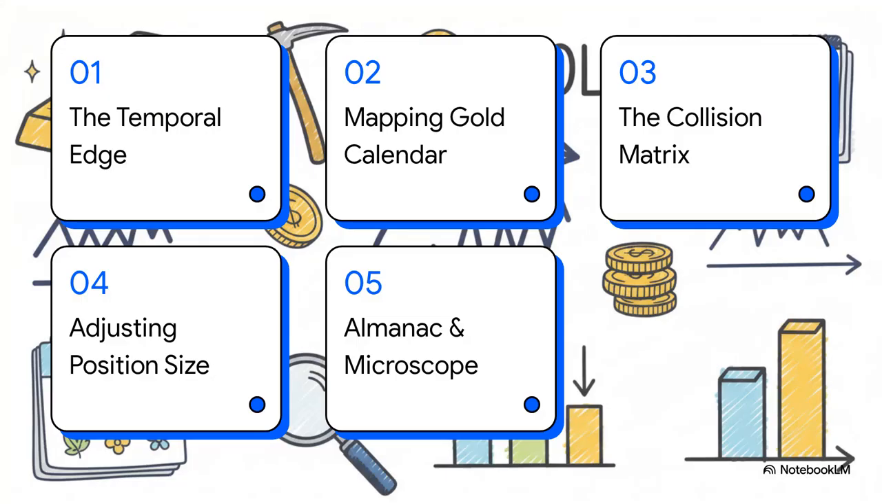To figure out exactly why that May trade blew up, here's our agenda. 1. The temporal edge. 2. Mapping the gold calendar. 3. Using the collision matrix. 4. Adjusting your position size. And finally, 5. The almanac and the microscope.